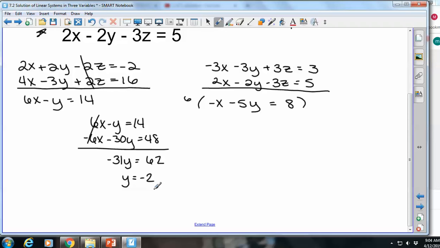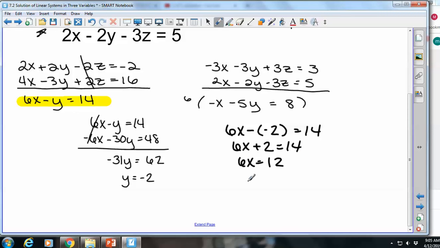So we worked to get rid of the z. Then we had two equations with both x and y, so we put those together and eliminated x. Now I have my y, so now we can just work backwards and get all of our answers. Once we have y, we just have to plug it back in to get x. Let's plug it in to one of these. Okay, so if I put it in right here, 6x minus negative 2 equals 14. 6x is 12, so x is 2.